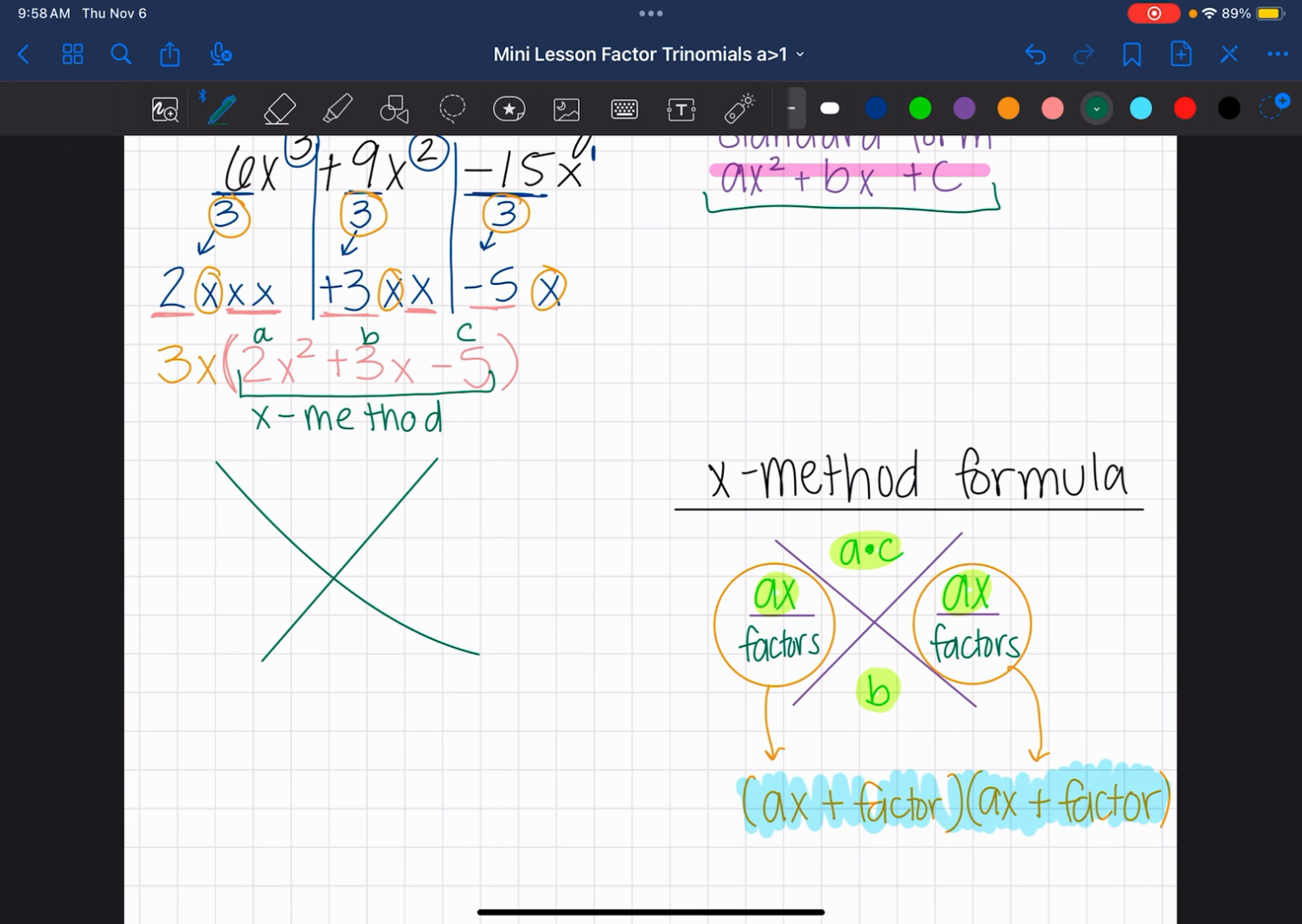So on the top of our X, we have A times our C, which is 2 times negative 5. 2 times negative 5 will give me a negative 10. On the bottom of our x, we are going to place our b value there, which on this one, our b is 3. Now from here, we are going to answer what I call the riddle. We need to find two numbers that multiply to negative 10, but add to 3.